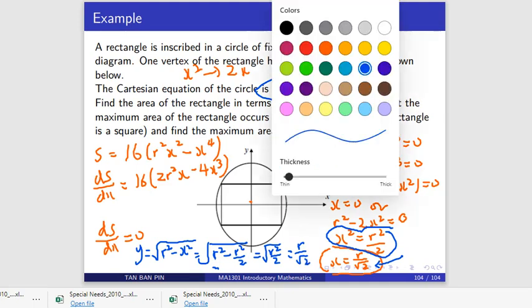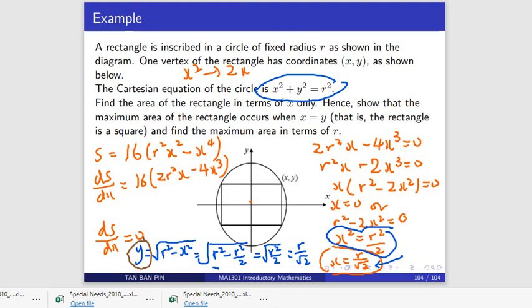So with that, you realize that x and y are equal. So you find that y is r over square root 2. x is also r over square root 2. So with that, you show it occurs when x equals y. But we haven't shown maximum area. To show maximum area, you have to differentiate one more time.